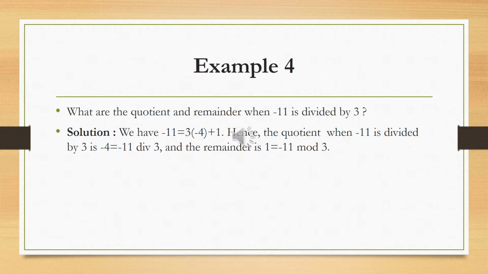We can never have our remainder as negative. It has to always be non-negative. This is something to observe, because we could have done it in a different way, and then we would have gotten our remainder to be negative 2, but negative 2 is not allowed.